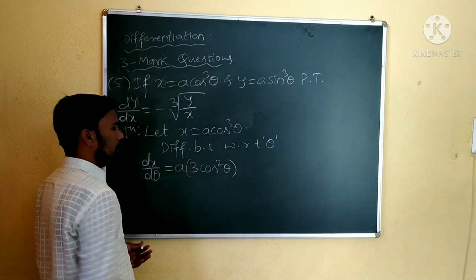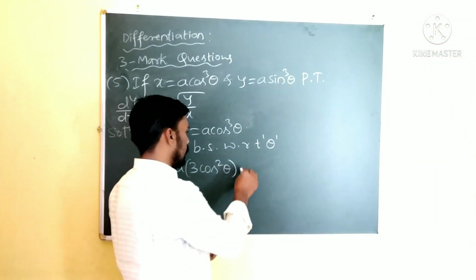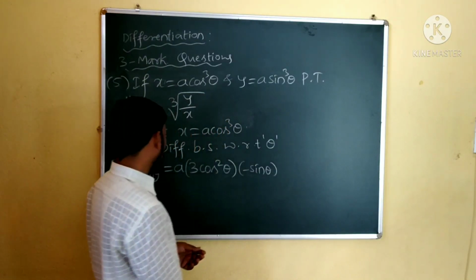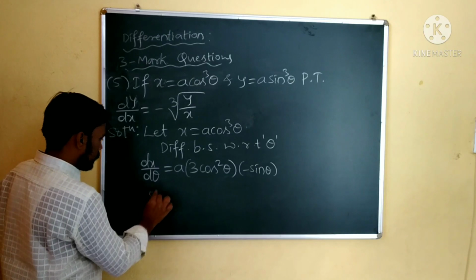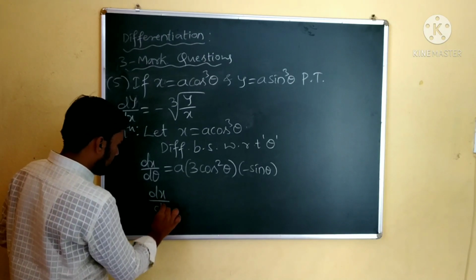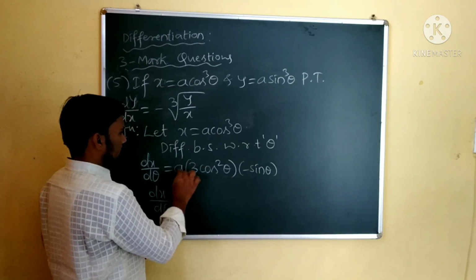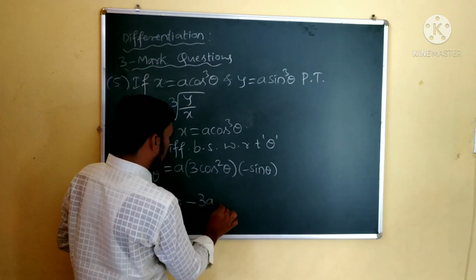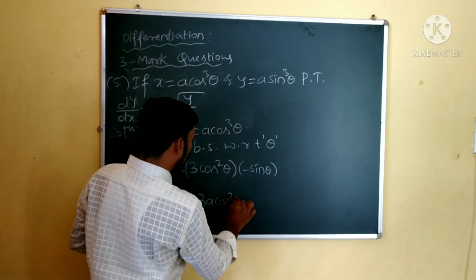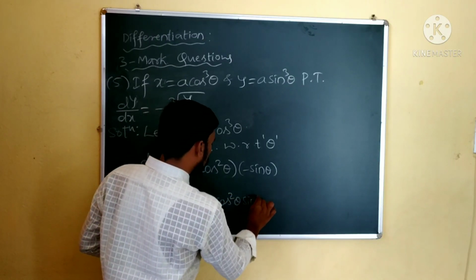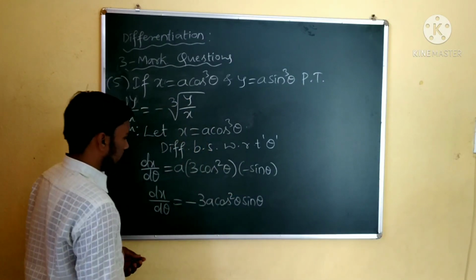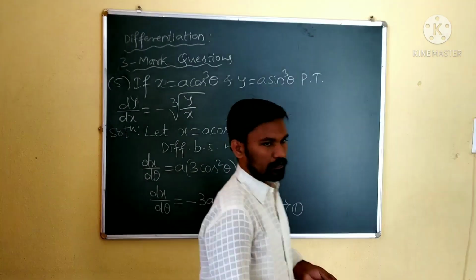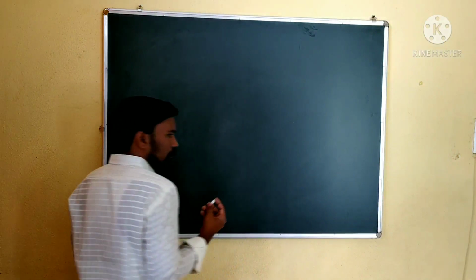And take the derivative of the base. Derivative of cos theta is minus sin theta. This is dx by d theta. That is, dx by d theta is equal to plus into minus a into 3, it is 3a into cos square theta into sin theta. Let us say this is equation number 1. So now take the second parametric equation.